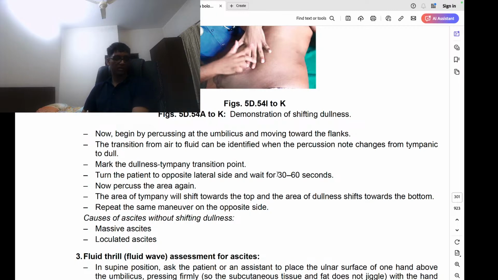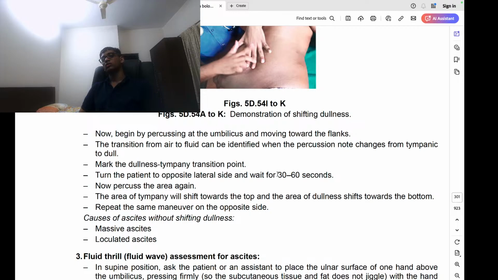So you do like this and he goes like this. Okay. Then you percuss the area again in the same way, in the same position. The area of tympani will shift towards the top and the area of dullness will shift towards the bottom. Okay. All of the fluid will come like this and the loops of stomach will come like this. So you can do the same maneuver on the opposite side.